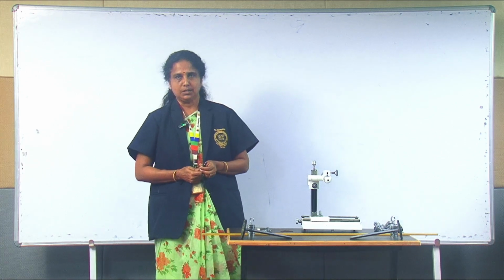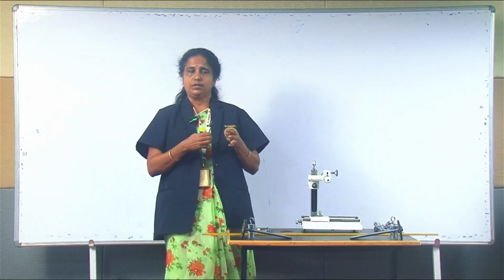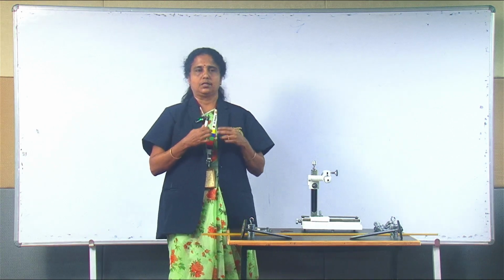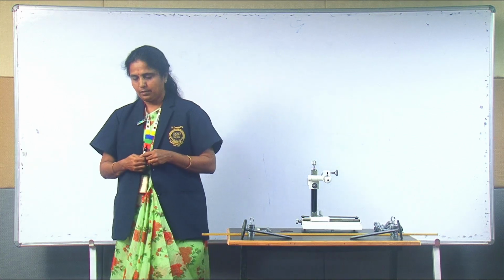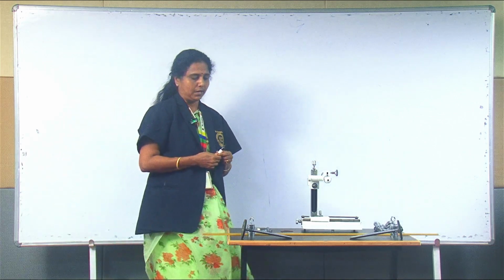So these are the experiments we are going to do in the physics lab. So some 7 to 8 experiments are there, but we only do the first 5 experiments. Okay. So before entering into the experiments, there are some preliminary apparatus we are using in the laboratory.